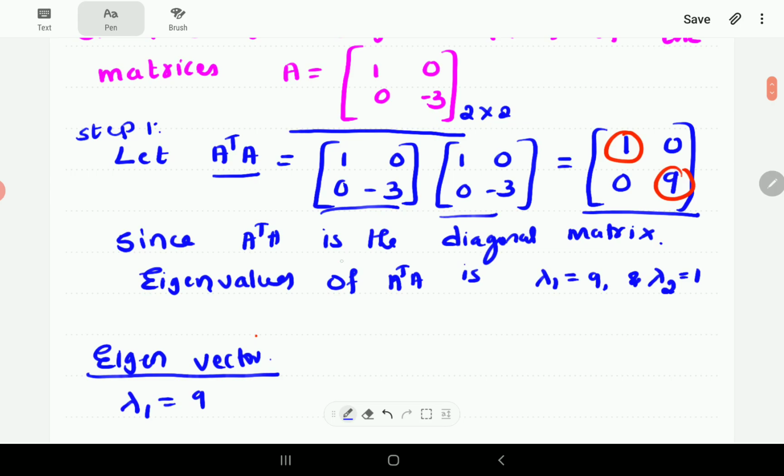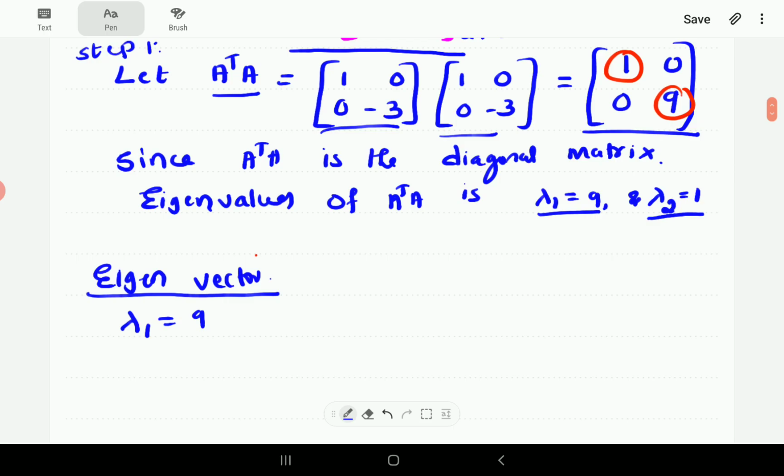Okay, so since A transpose into A, if you observe, is clearly a diagonal matrix, therefore the eigenvalues of the diagonal matrix will be the diagonal elements. So here clearly lambda 1 is equal to 9 and lambda 2 is equal to 1. So these are our eigenvalues, these are the diagonal elements. Now we need to find out the corresponding eigenvectors.